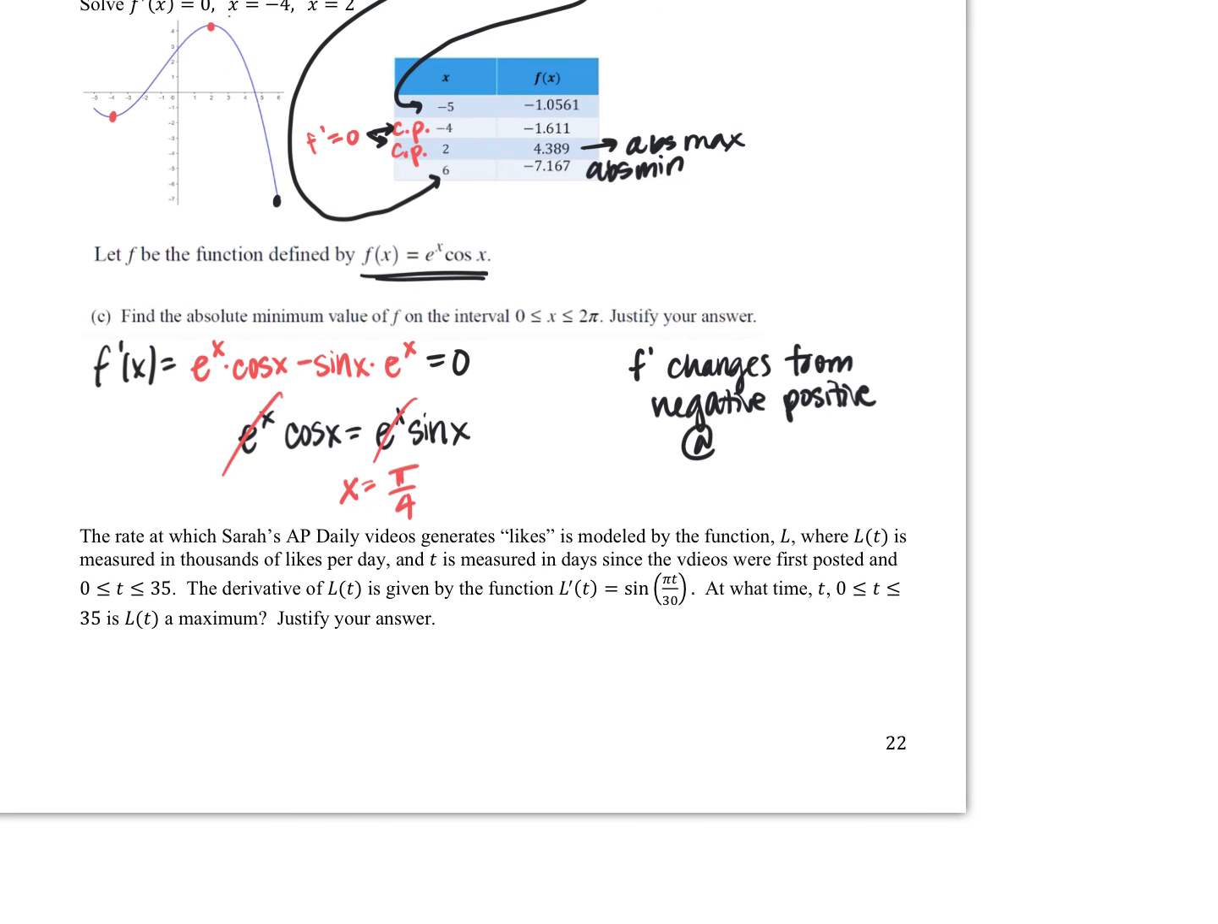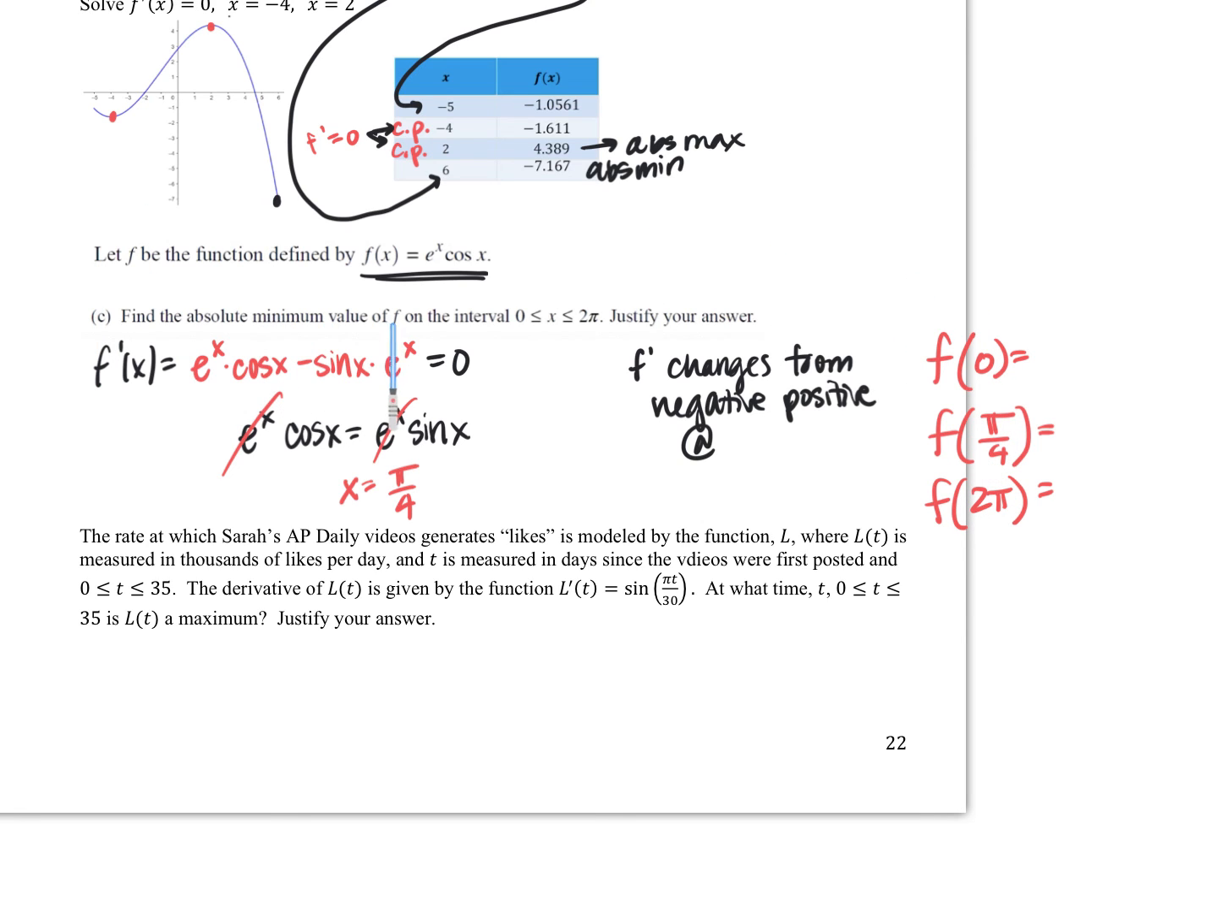I've got to check my endpoints. So I'm going to say what's going on in my function at my left endpoint, which was 0, at my critical point, which is pi over 4, and at the right endpoint, which is 2 pi. Now, I did not make a sign chart, because to know where the absolute min and max happen, we just go look at the value of the function there. Again, this is the value of my regular function.